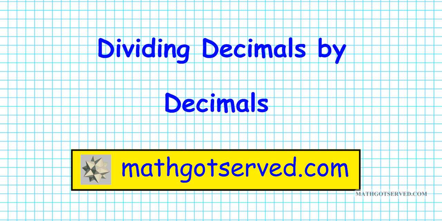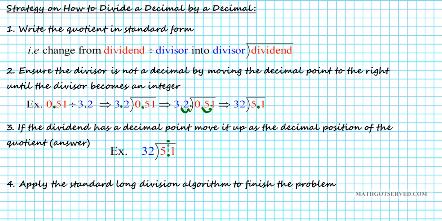In this clip, we're going to be going over how to divide decimals by decimals. Before we get started with our two examples, let's go over the strategy on how to divide a decimal by a decimal. So step number one, you want to write the quotient in standard form if it's not already presented in that format.